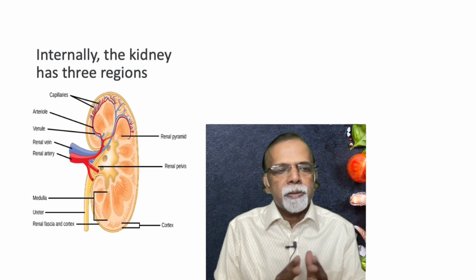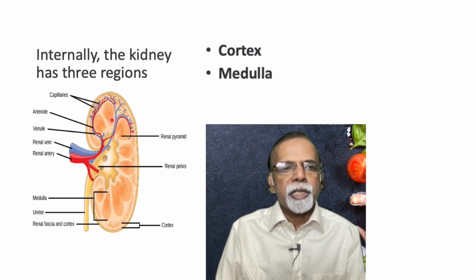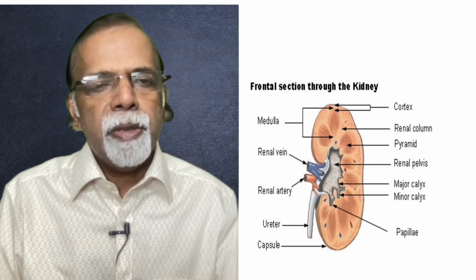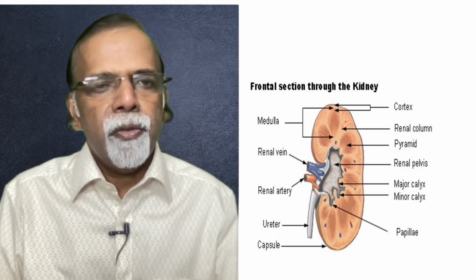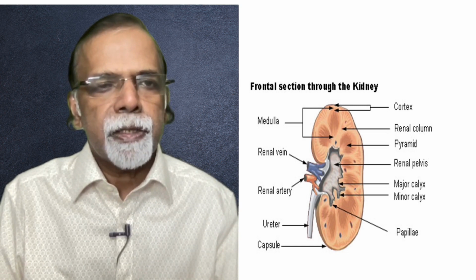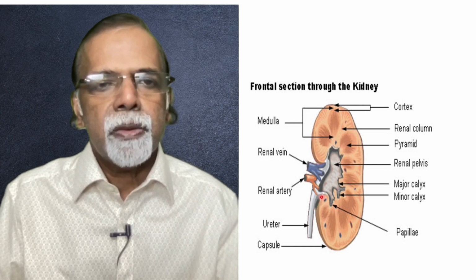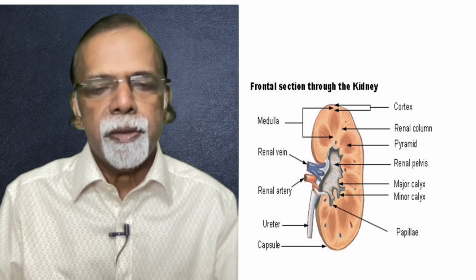Internally the kidney has three parts. The outermost part is the cortex. The inner part is the medulla. The medulla has this pyramidal shaped structure, the medullary pyramids, and the renal pelvis. The hilum is the concave part of the bean shaped kidney where blood vessels and nerves are entering and exiting the kidney. From here the ureters are also going down. So this part is called the hilum of the kidney.